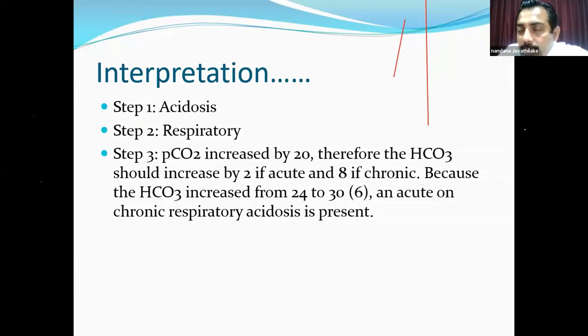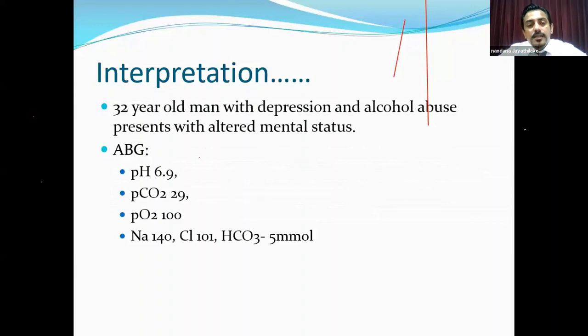I just gave this example to work out these 3 steps. We'll move to another one. Again, a 32-year-old man with depression and alcohol abuse, present with an altered mental state. ABG: pH 6.9, PCO2 29, PO2 100, metabolic panel sodium 140, chloride 101, bicarbonate 5 millimole. Can somebody tell me what is happening there?